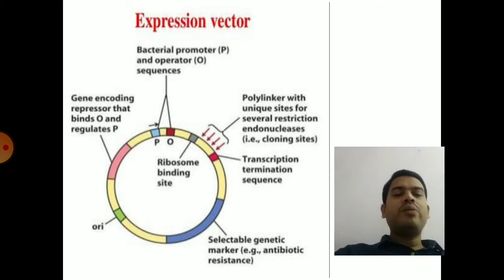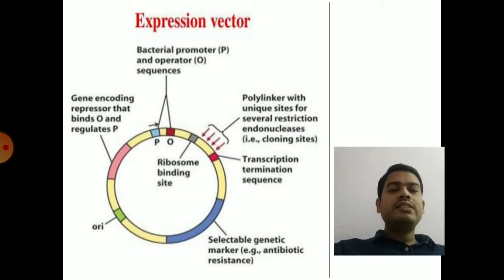So these promoter, operator, and transcription or ribosome binding sites play an important role in the expression of your gene of interest. And the selectable marker, antibiotic resistance, plays an important role in selection between transformed and non-transformed cells after introducing your vector into bacteria. So this is how the expression vector is designed for the expression of your foreign DNA in bacterial cells.